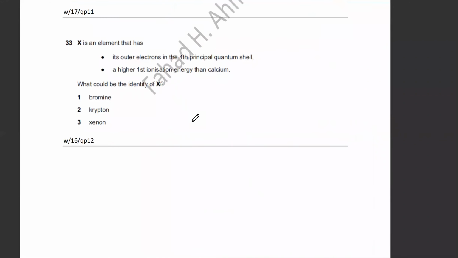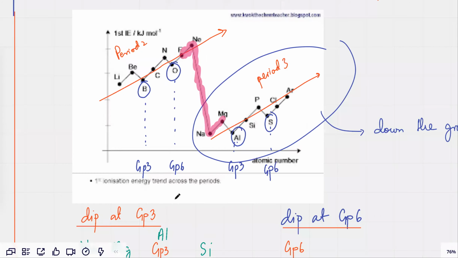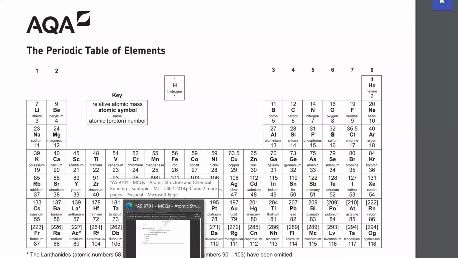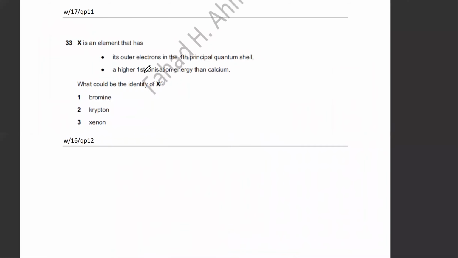Next one. X is an element that has its outer electrons in the 4th principal quantum shell. So what does that 4th shell mean? 4th shell means you're in the 4th period. I mean, he's talking about these elements. Okay, so the electron is in the 4th shell. So it's got to be these elements. And the next part is, it has a higher first ionization energy than calcium. So it's got to be higher than calcium.